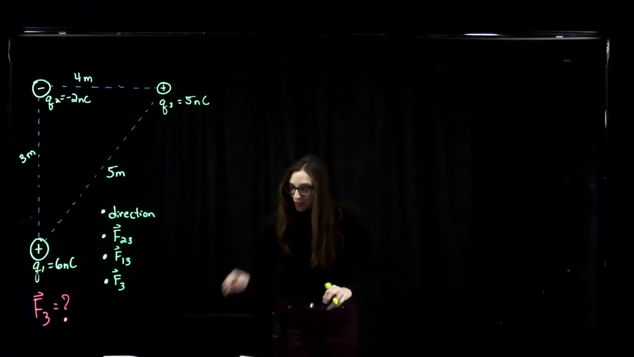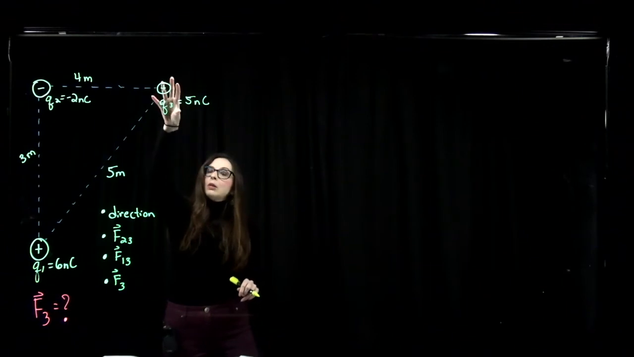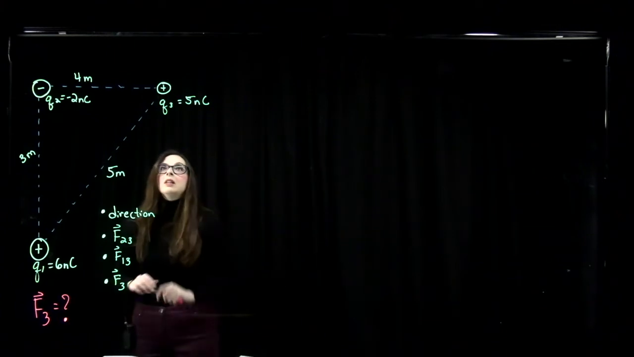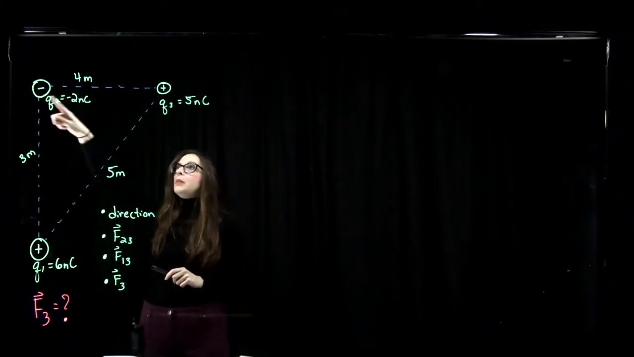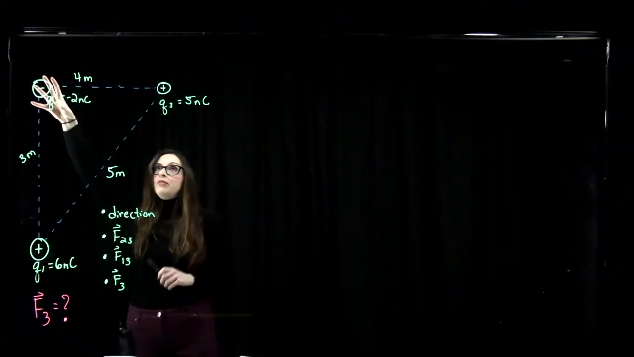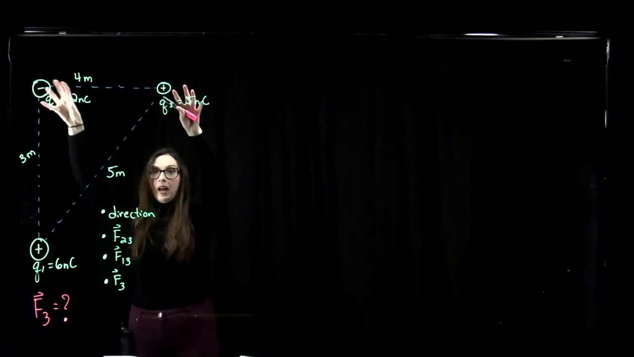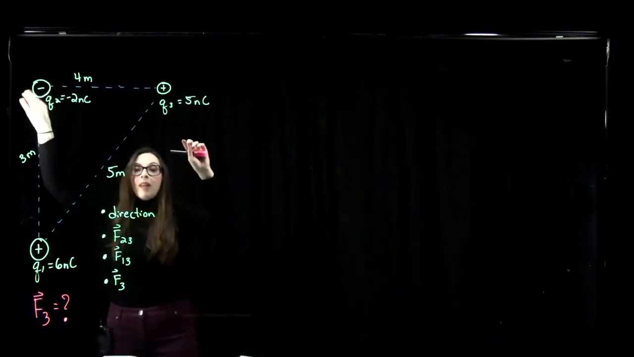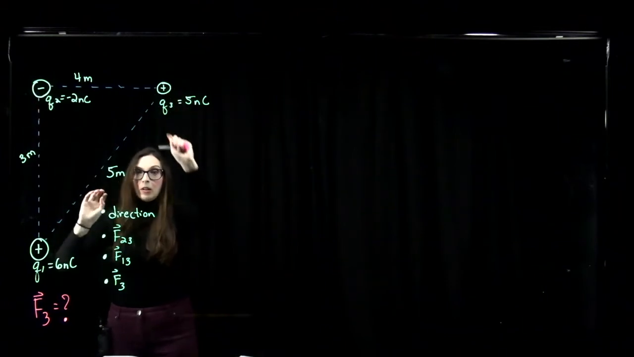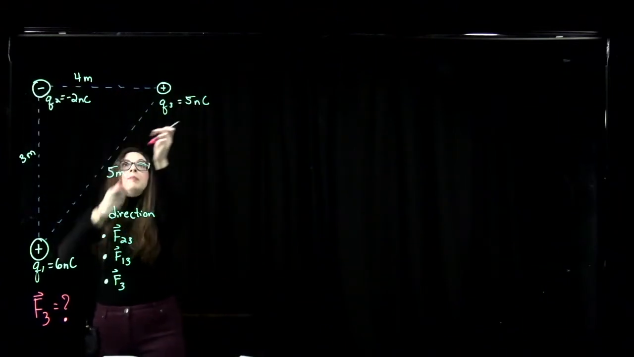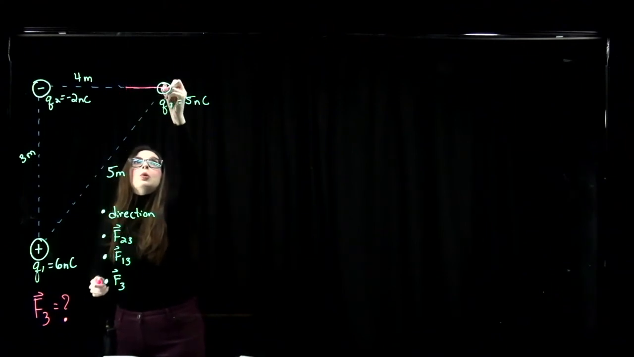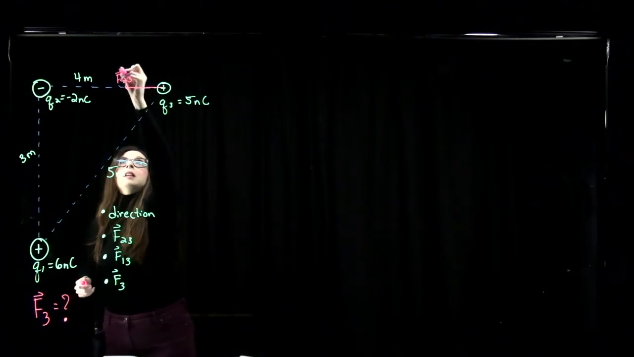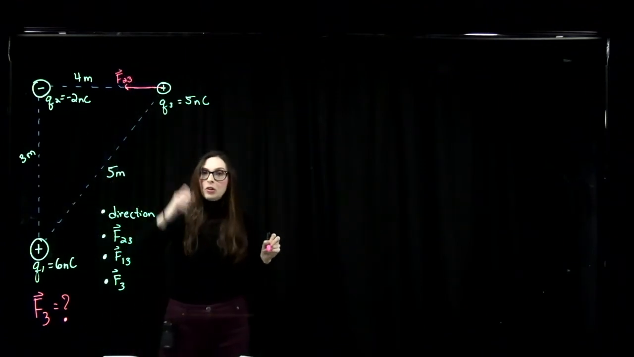Okay, first, let's think about Q3 and the direction of the electric forces acting on it. Let's think about maybe the simplest one right here. We've got Q2 over here, Q3 over here. Q2 is negative, Q3 is positive. That's an attractive force. That means that the force that Q2 exerts on Q3 is going to be pulling them together. That force is going to be pointing toward Q2. So this is what I'm going to call F23. It's the force that charge 2 exerts on charge 3.